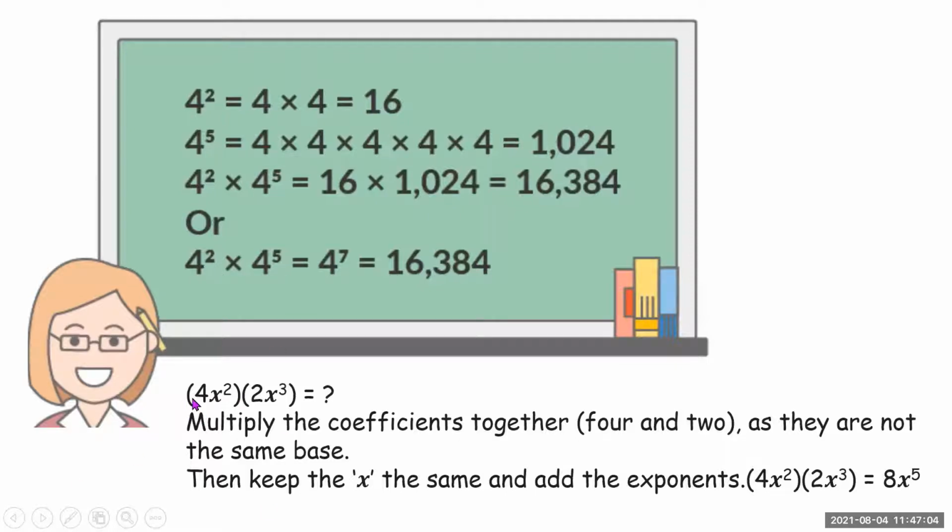What about this 4x square times 2x cube? So now we have some coefficients. Here 4, here 2. So this is a normal multiplication: 4 times 2 gives you 8. Then x squared times x cube gives you x power 5. That's the answer here.